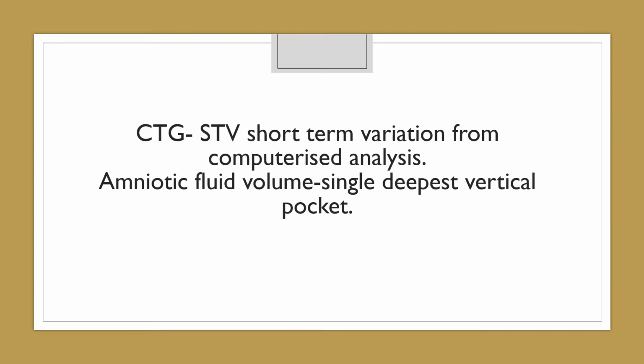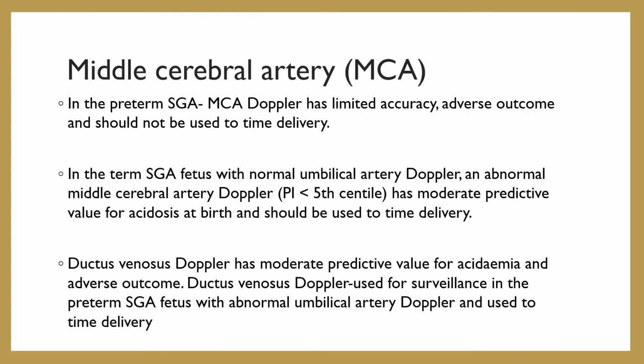CTG is recommended. Within the CTG, it's the short-term variation that you want to be looking for in SGA fetuses, and that's normally calculated on the computerized version of the CTG, the Dawes-Redman. Amniotic fluid volume, when it's measured, the single deepest vertical pocket is recommended for SGA babies.